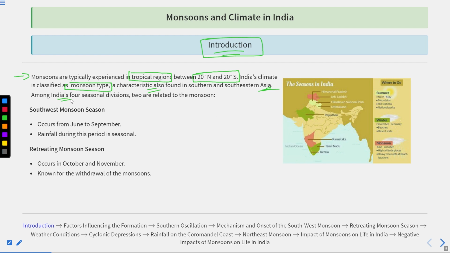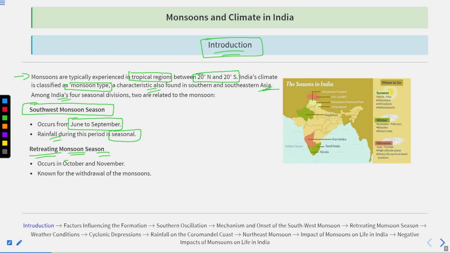Among India's 4 seasonal divisions, there are 2 that are related to the monsoon. The first one is the southwest monsoon season. The southwest monsoon season generally occurs from June and lasts till September. Rainfall during this period is seasonal. It means the rain that we are having at that time is because the monsoon season is going on. Thereafter, the retreating monsoon season.